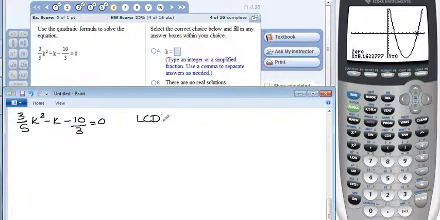Multiply by your LCD, which is 15, right? I've got a 5 and a 3. If I multiplied every piece by 15, I'm going to wipe out my fractions. It's the same equation. It's just easier to use. So I'm going to multiply each piece by 15.